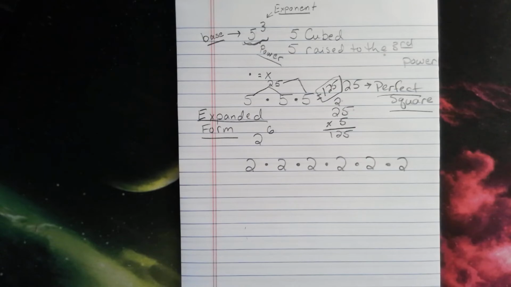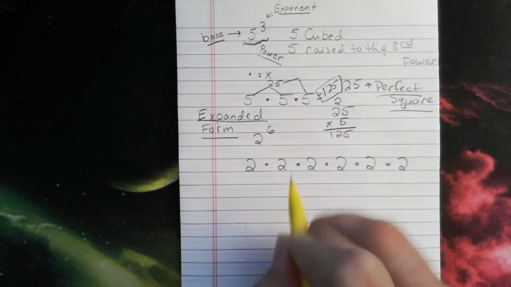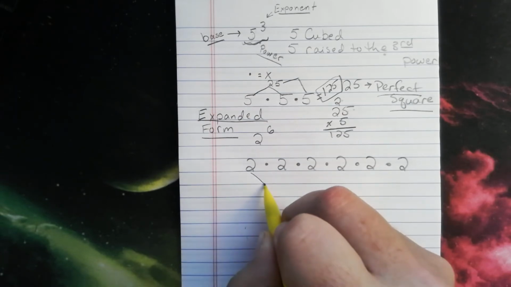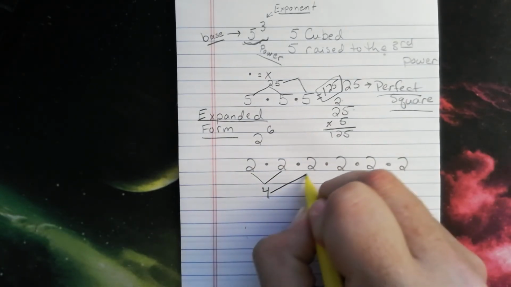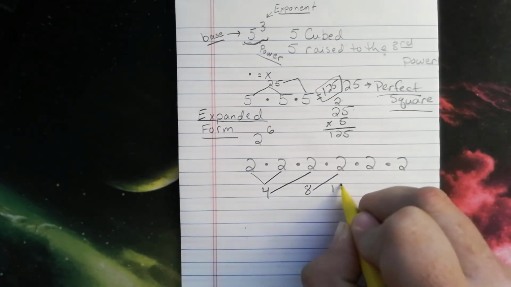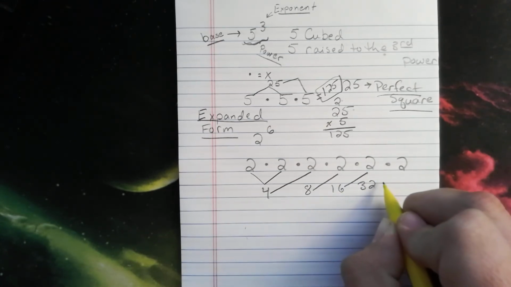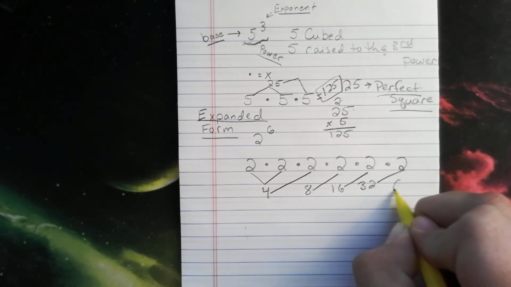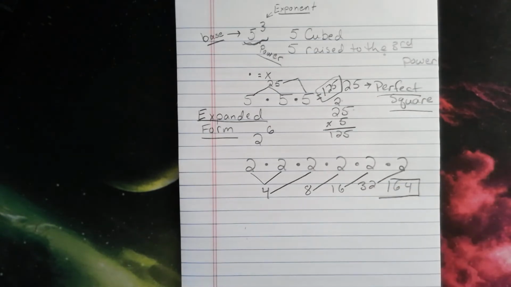Okay, 2 raised to the 6th is going to be no different. I like to do it one at a time. So we could do 2 times 2 is 4. 4 times 2 is 8. 8 times 2 is 16. 16 times 2 is 32. 32 times 2 is 64. So your final answer for 2 raised to the 6th is 64.